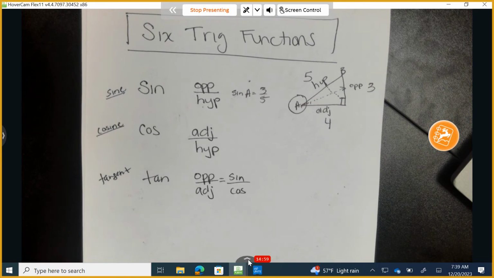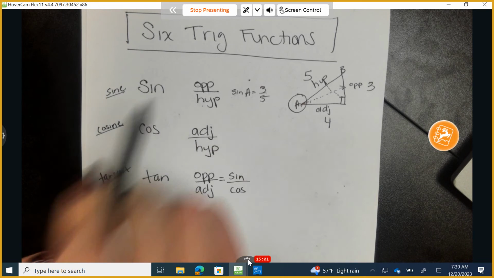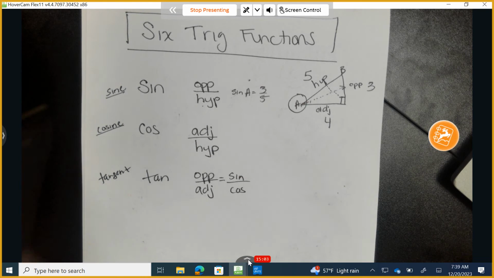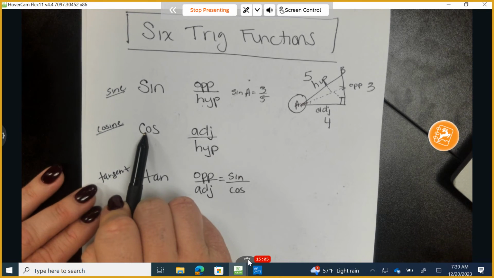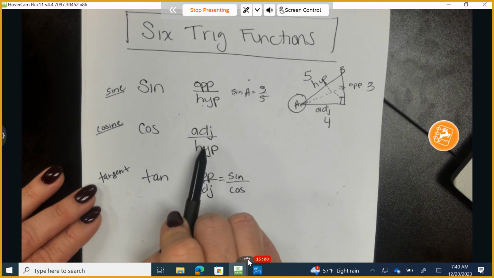Because trig functions literally are giving you procedures to create a ratio. A ratio is a fraction. That's all it is. Cosine. Okay, I need to choose the adjacent side and write it over the hypotenuse.